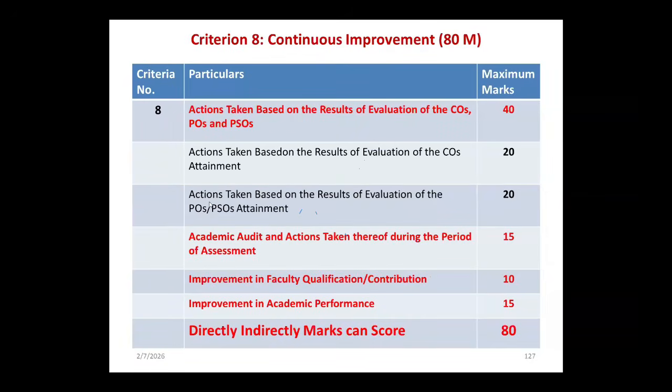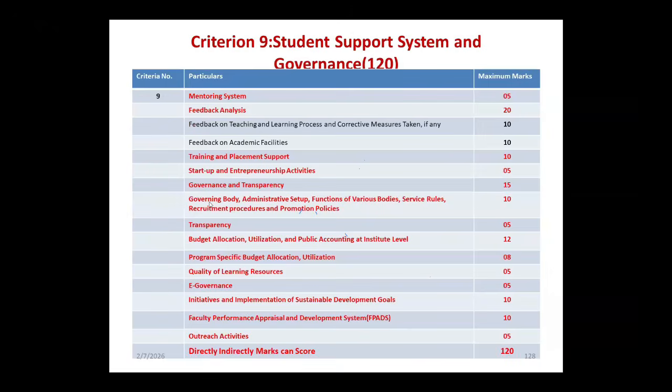I'm not just giving you hypothetical things. If you work actively in student chapters and faculty chapters, you can definitely score like this under tier one as well as tier two: formats, student support, support system and governance. Again, directly or indirectly, the 120 marks are related, and showing some of the activities of the chapter, you can score 120 out of 120 in this.